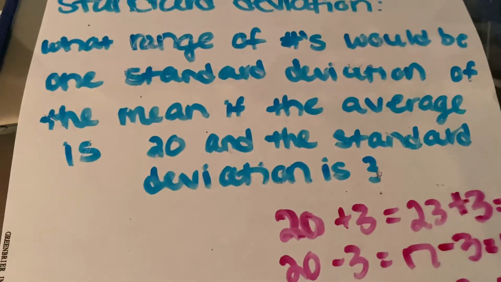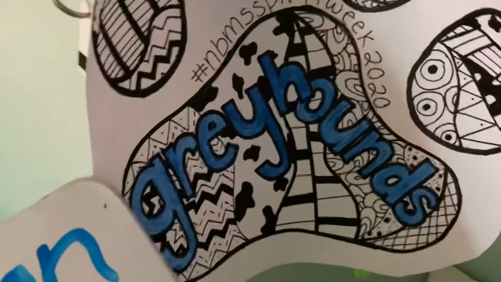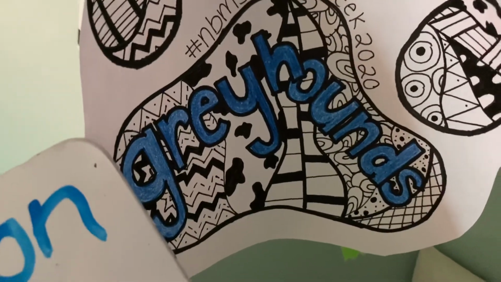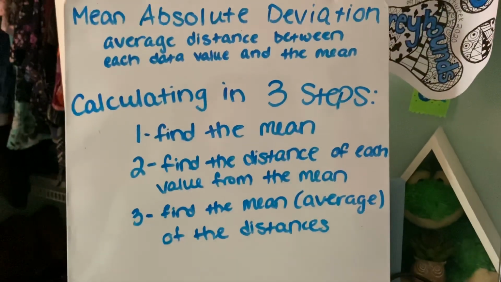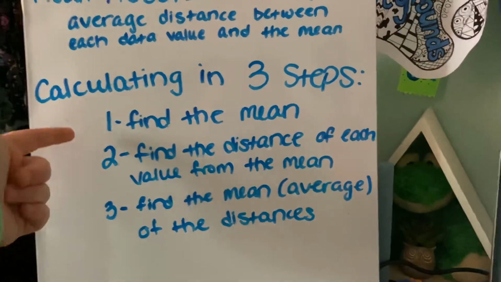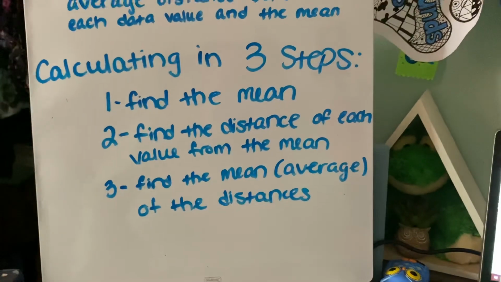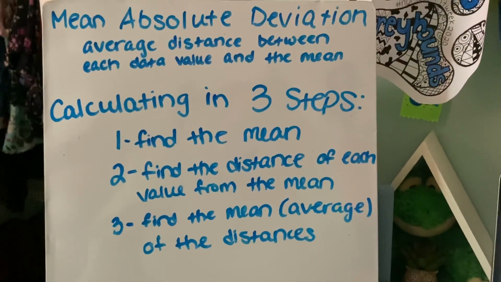Our secret word for this video is greyhounds. So that's going to be the answer to the first question in the Go Formative. It's just making sure that you guys watch this video and understand how to calculate mean absolute deviation using these 3 steps and how to answer the questions on standard deviation.